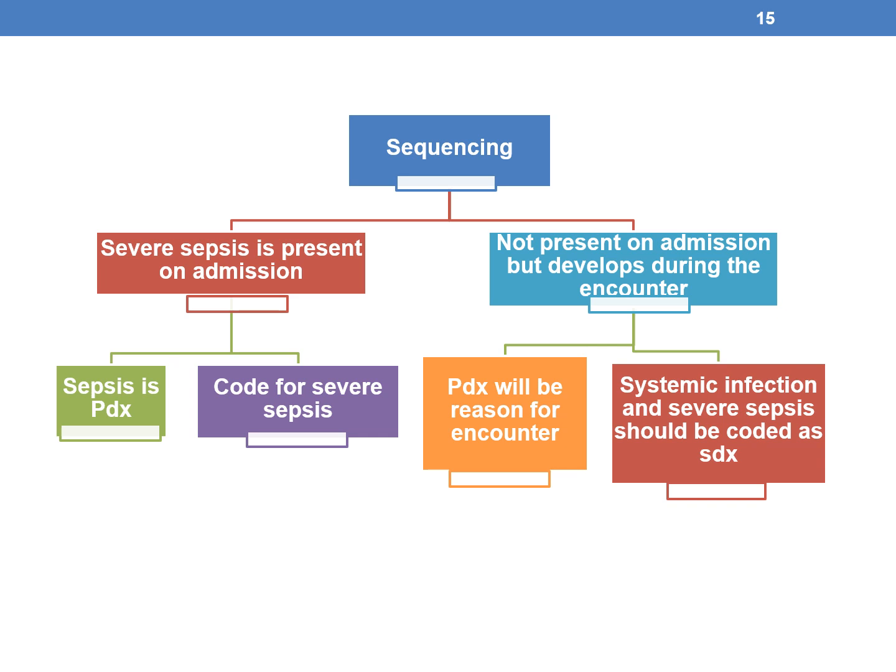Here you can see the schematic representation. Severe sepsis is present on admission. In that case, sepsis is the PDX followed by code for severe sepsis. Second scenario, it is not present on admission but develops during the encounter. Then PDX will be the reason for encounter followed by systemic infection, that is sepsis code, and severe sepsis code as SDX.